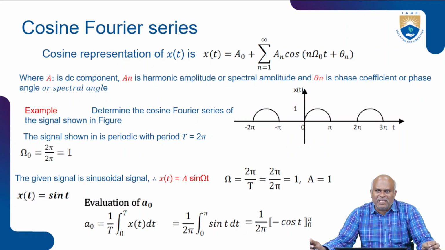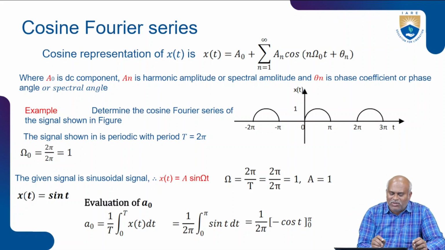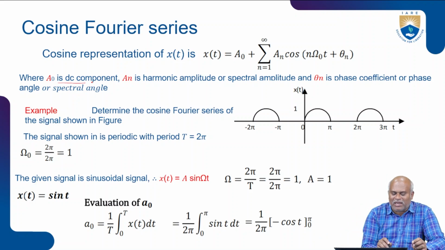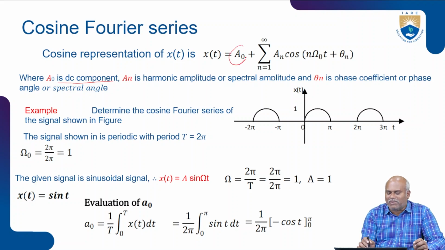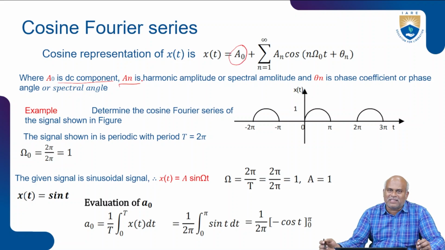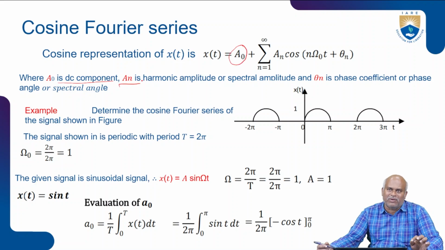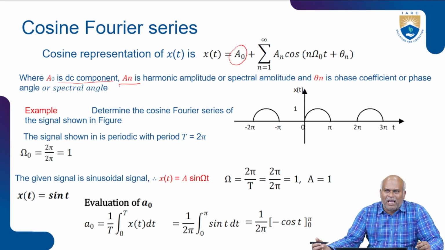Now, cosine is represented as x of t is equal to a0 plus summation of n equal to 1 to infinity a n cos of n omega 0 t plus theta n. Now, a0 is represented as a DC component. This a0 is represented as a DC component. A of n is represented as a harmonic amplitude or spectral amplitude.